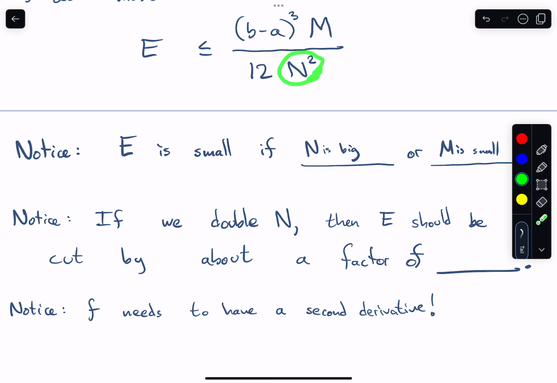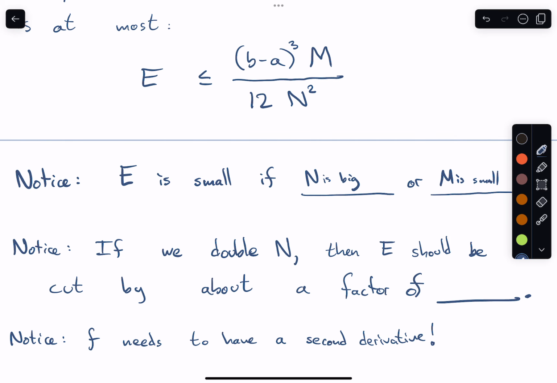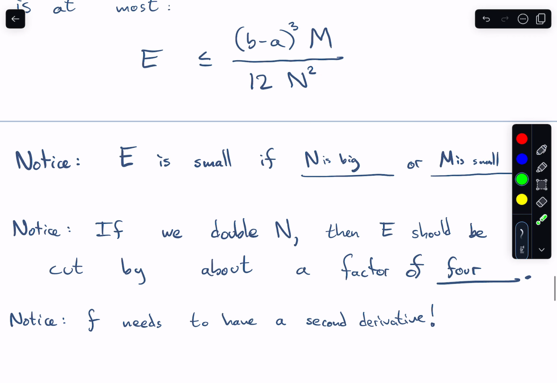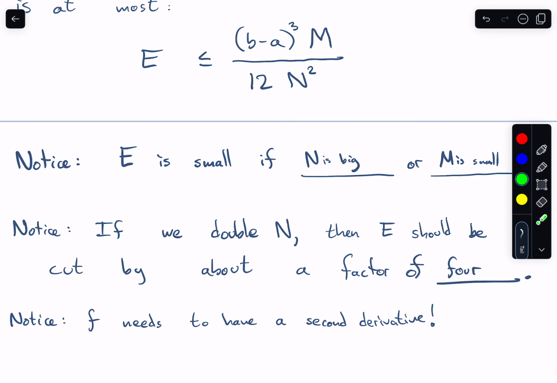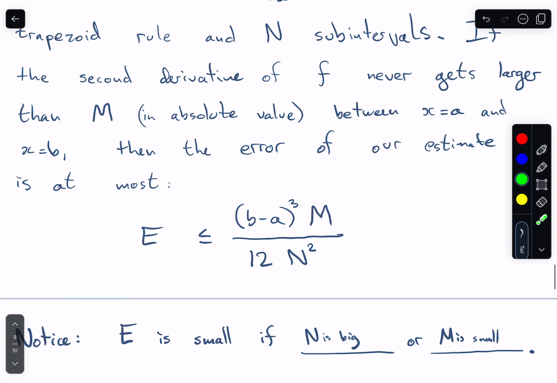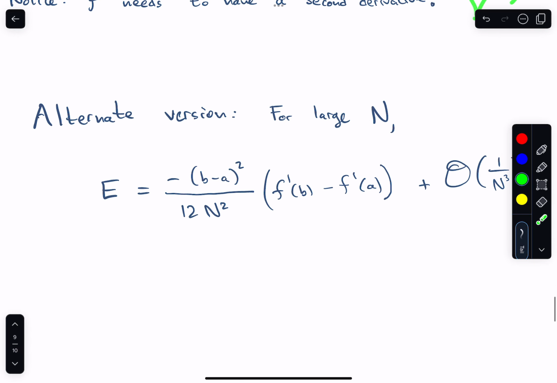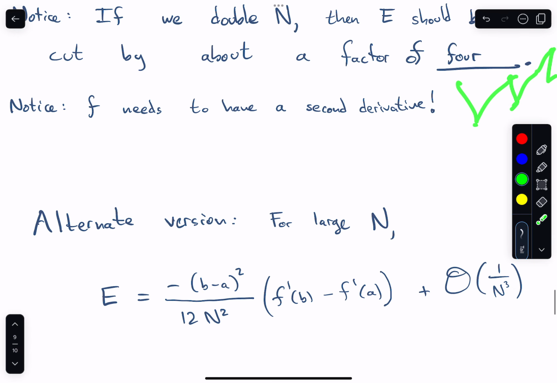Another thing to note, what happens if you use twice as many subintervals? So instead of n, you're going to use 2n. What would that do to E? It's going to mean that E should be cut by a factor of 4. So you do twice as much work, but you get 4 times as accurate an answer. And the other thing to notice here is that f needs to actually have a second derivative. If f has some funny behavior with non-differentiable points, then this theorem doesn't apply. But that's the guarantee of accuracy of the trapezoid rule.